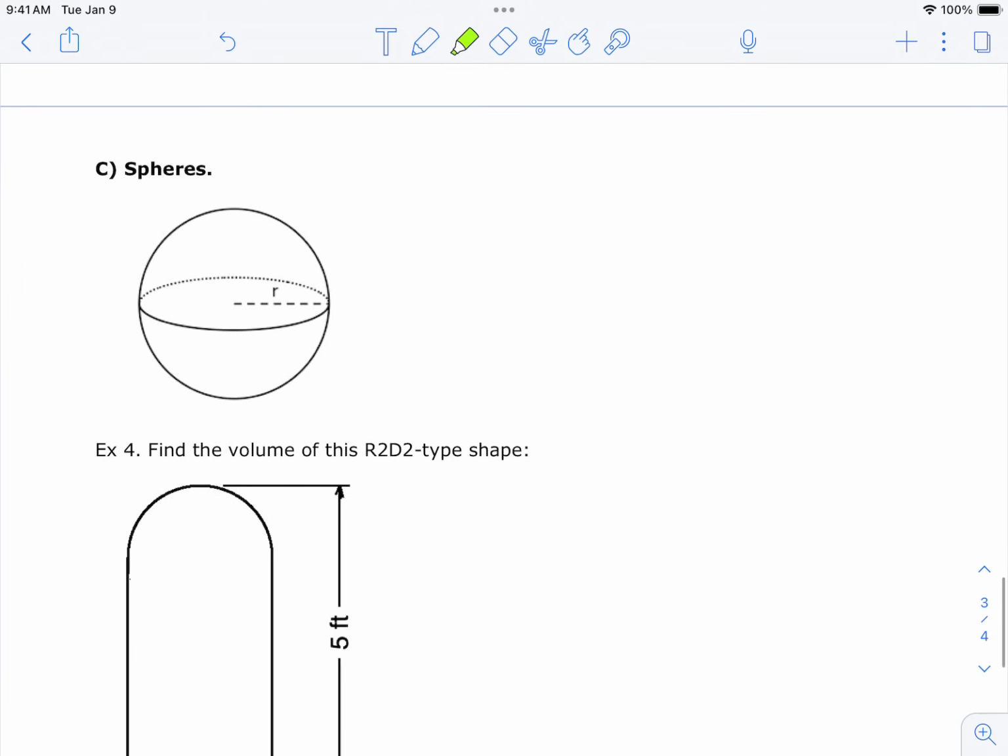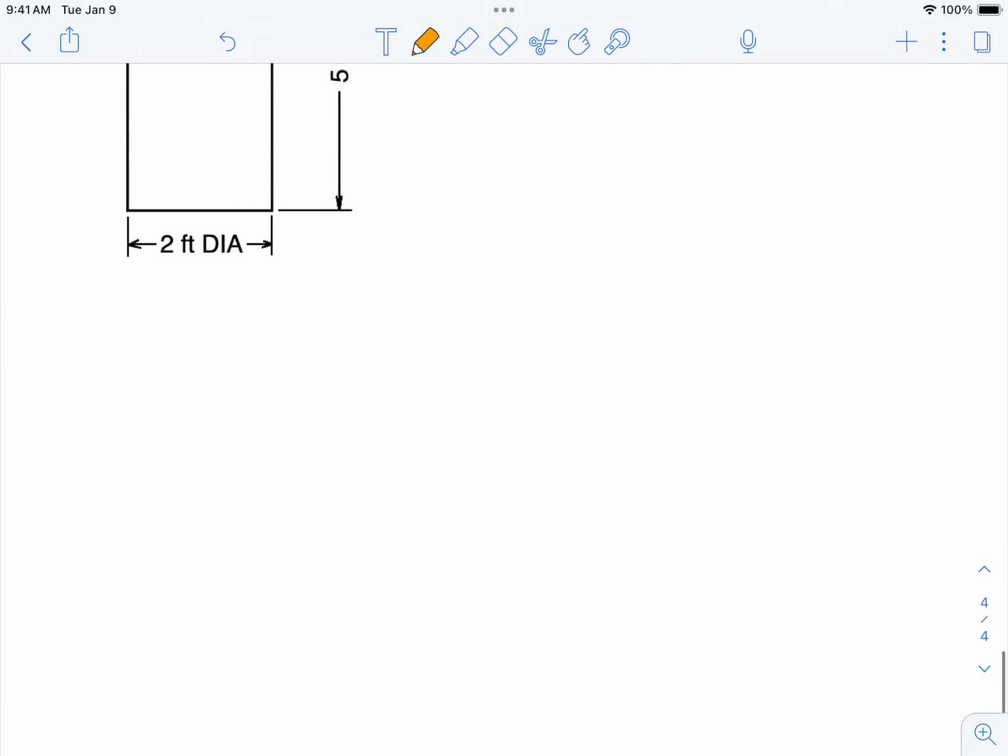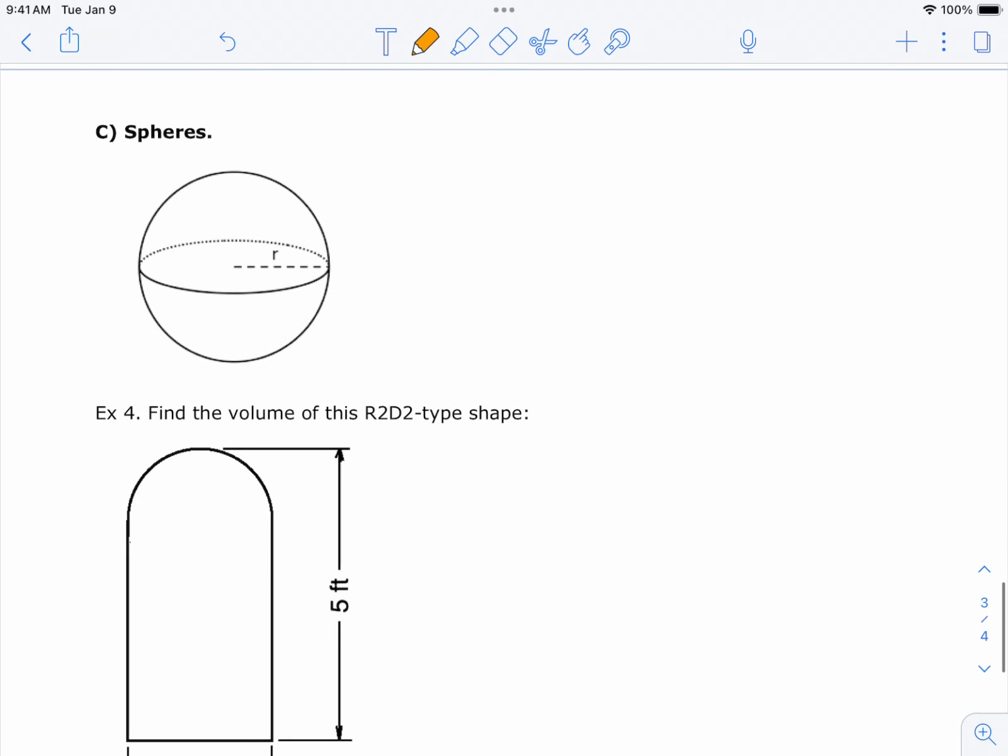Anyway, spheres. And I think this is the last page. We always end on spheres, right? Spheres. Well, there's just a special formula you've got to know. The volume of a sphere, it turns out, is 4/3 pi r cubed.